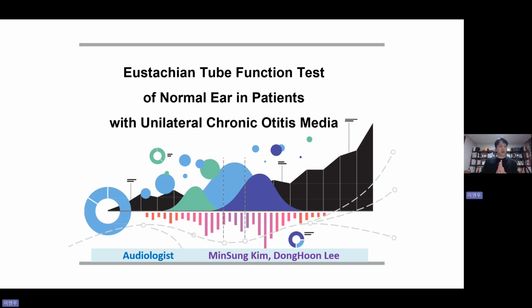First of all, today I will explain the study on the evaluation of ETF function in ears with eardrums using the Williams test. This is my first presentation in English, so I ask for your understanding, even if I am not good at presentation. Now I'll start. Our title is Eustachian tube function test of normal ear in patient with unilateral chronic otitis media. Introduction.